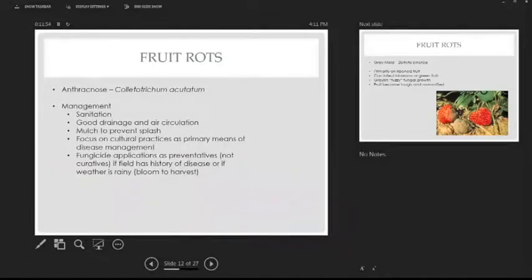So we manage fruit rots with sanitation. I say sanitation all the time. Sanitation, remember, is being clean. Clean picking is very, very important. And Dr. Besson said that earlier in regards to the spotted wing Drosophila. But sanitation or clean picking is important with any of your fruit rots.